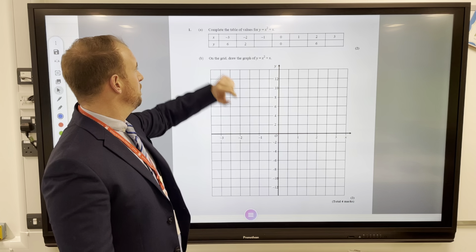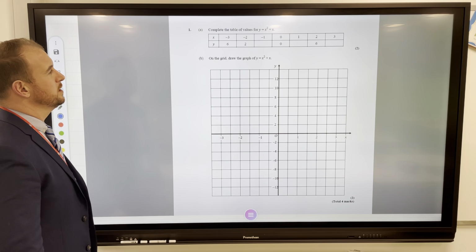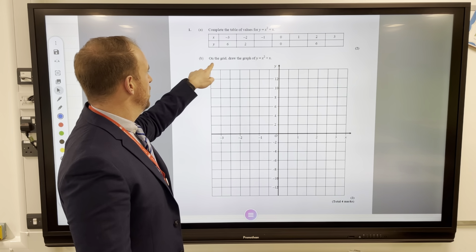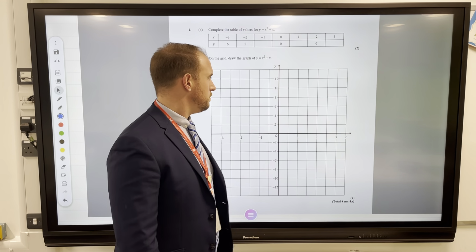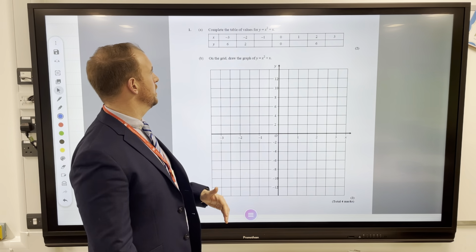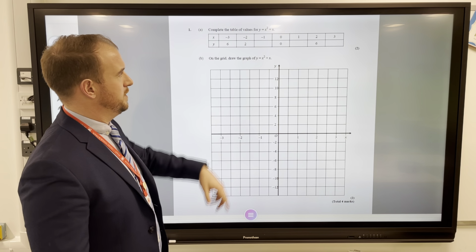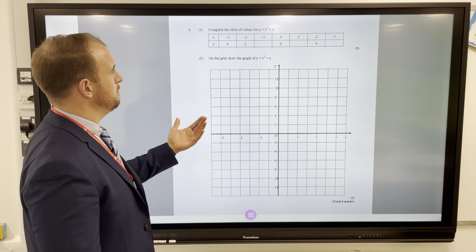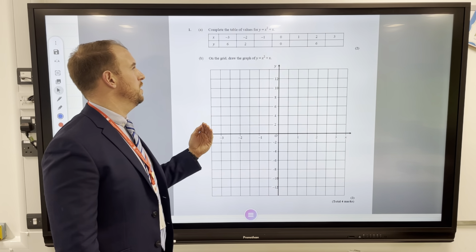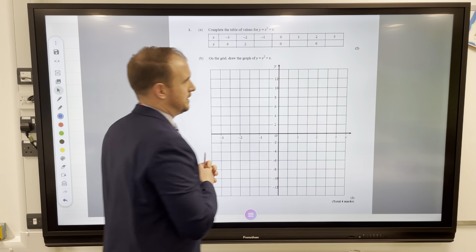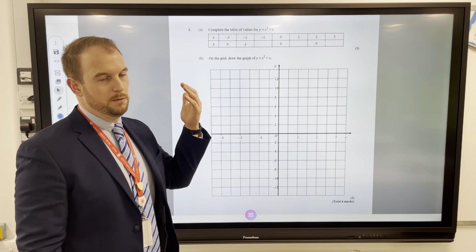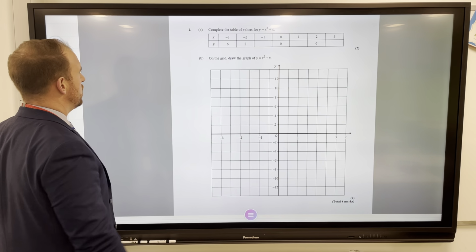So here, complete the table of values for y equals x squared plus x, and that's worth 2 marks. Then once we've got that, on the grid, draw the graph on the 4-quadrant grid below, a total of 4 marks. You can see they filled out half the table for us. We've got to fill in the missing values. Those of you that have watched the other videos with straight line graphs will know that I like to start on the right-hand side of these tables because I prefer dealing with positive numbers first before I deal with negative numbers.